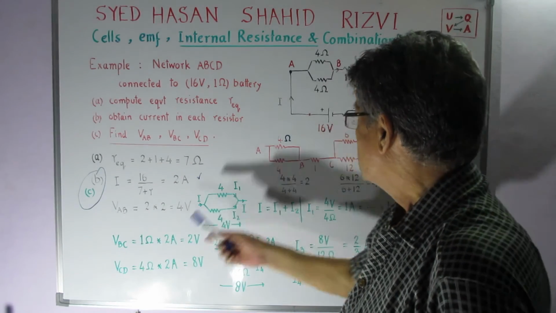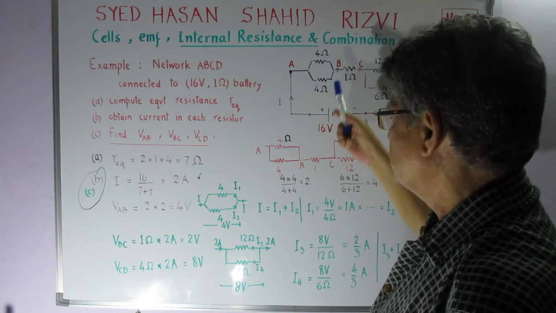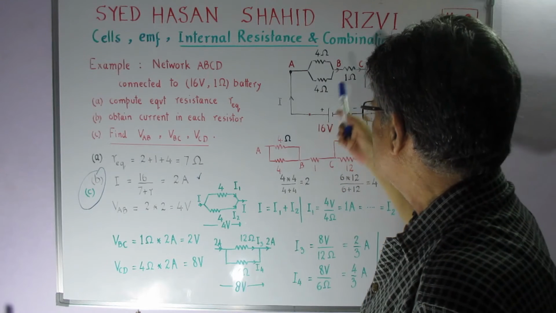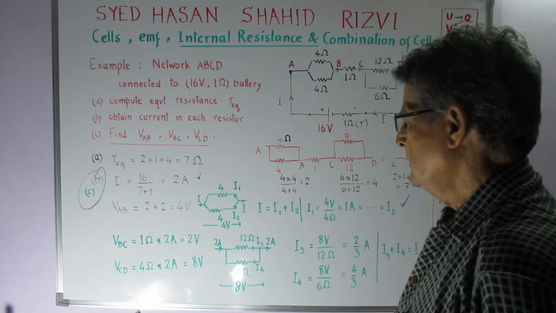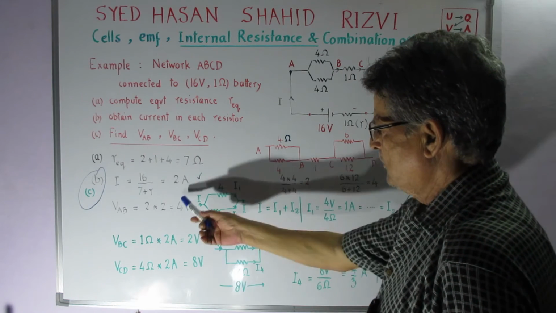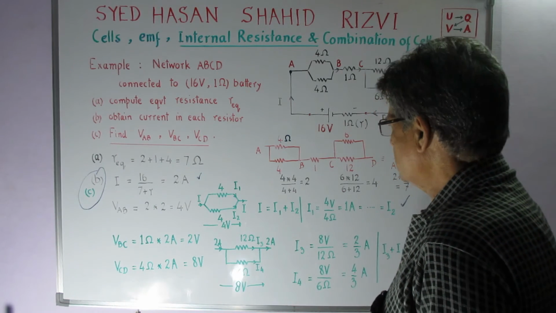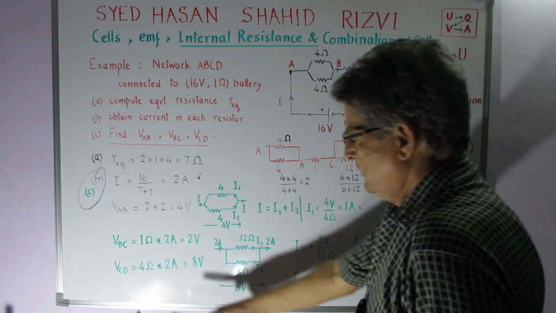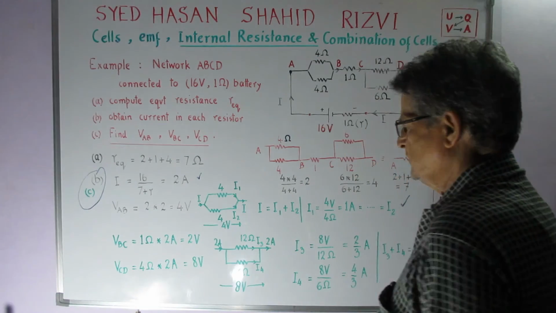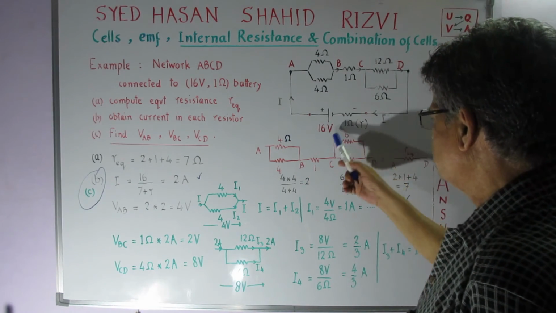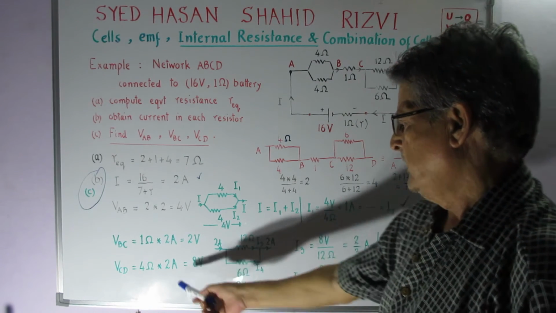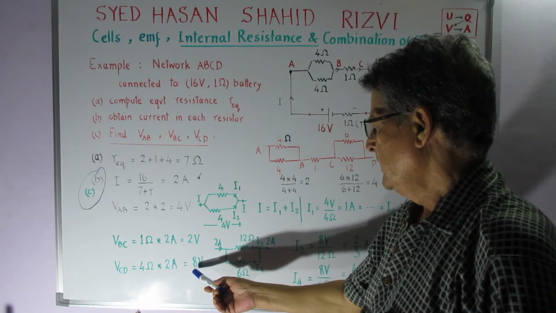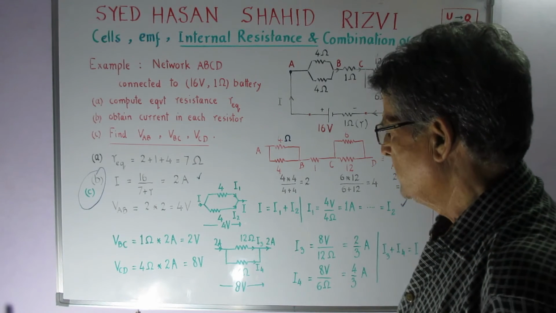VBC. Between B and C, the current I, which is 2 amperes, multiplied by 1 ohm, you will find 2 volts. So 4 volts and 2 volts. Similarly, VCD: I find that the net resistance over here is 4 ohms multiplied by 2 amperes, and it turns out to be 8 volts.